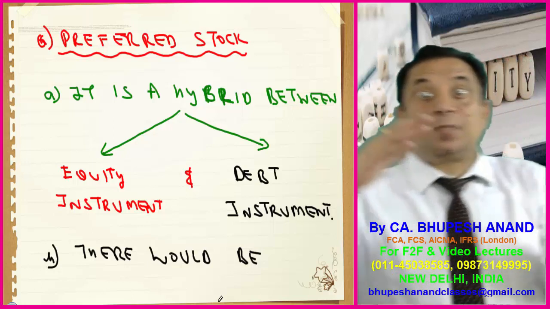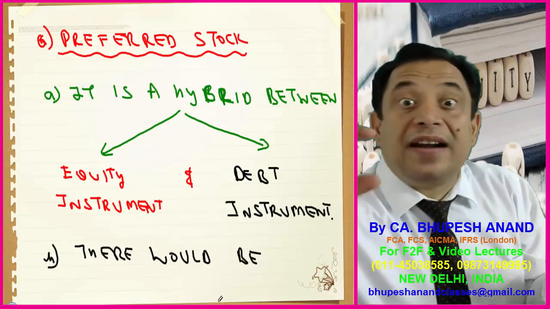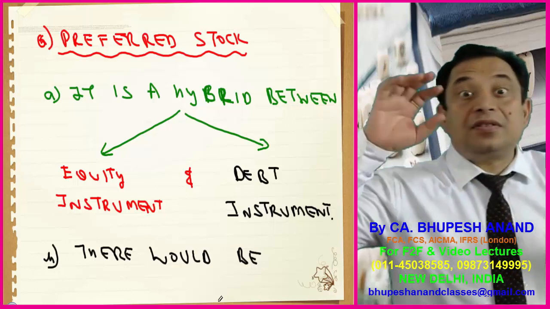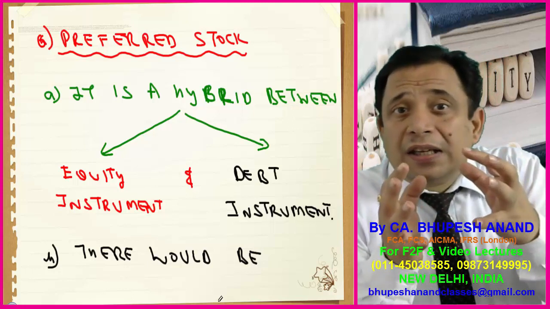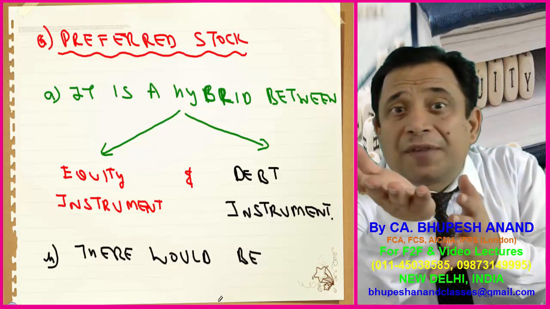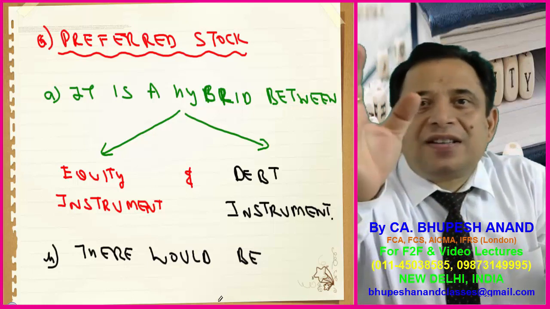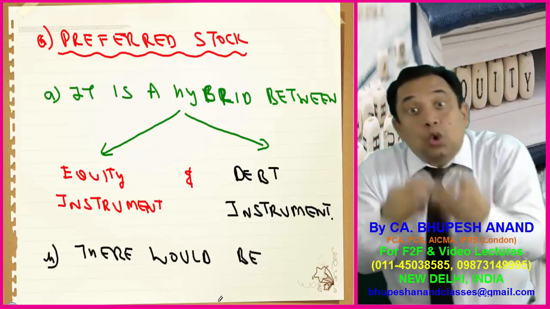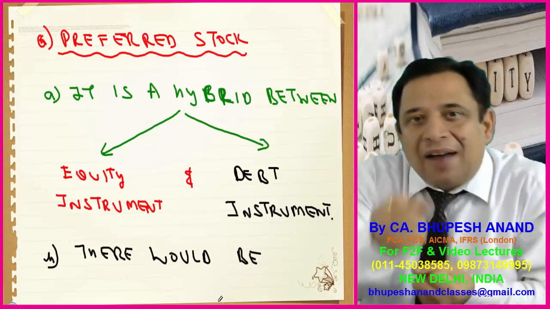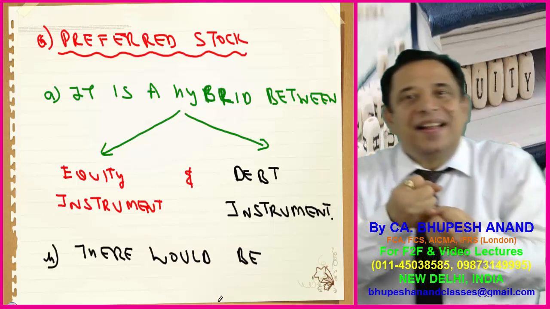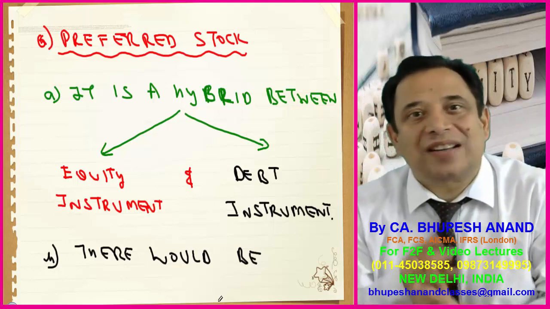Now, as the name indicates, preference will be given to these stocks in respect of dividend and in respect of liquidation. When there is a liquidation, firstly, if I have to pay, I have to give the preference to these preferred stock as compared to equity stock. So preferred shares, as the name indicates, means those shareholders which have a right to a fixed amount of dividend before the equity dividend, those types of stock are named as preferred stock.